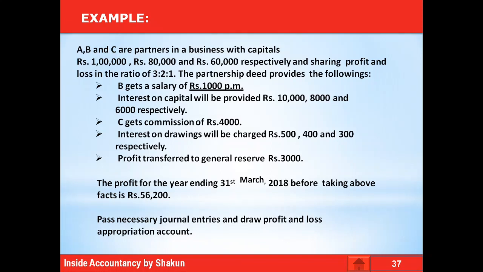Now, since in this question we are required to pass journal entries, let's just have an overview of the question to find out what the parameters are for which we have to pass journal entries. First of all, we have an entry for salary. Second, interest on capital. Third, commission. Fourth, interest on drawings. Fifth, the profit transferred to general reserve. And the very first entry should be for the transfer of profit from P&L to P&L appropriation account. And the last entry should be for the divisible profit or loss. Now let's look at the solution.